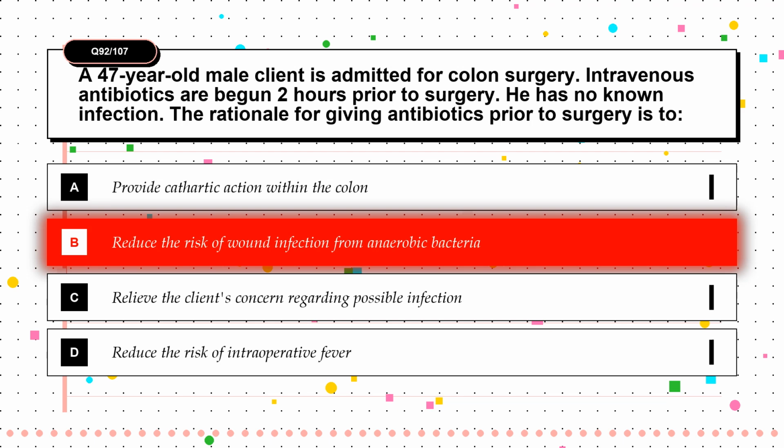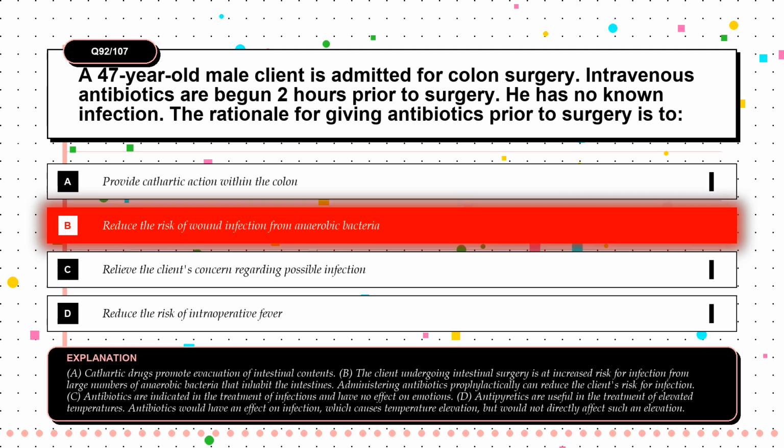The correct answer is option B. Reduce the risk of wound infection from anaerobic bacteria. A. Cathartic drugs promote evacuation of intestinal contents. B. The client undergoing intestinal surgery is at increased risk for infection from large numbers of anaerobic bacteria that inhabit the intestines. Administering antibiotics prophylactically can reduce the client's risk for infection.